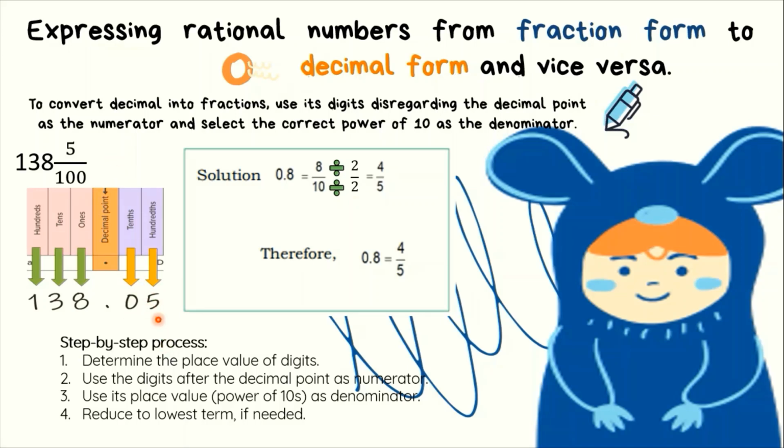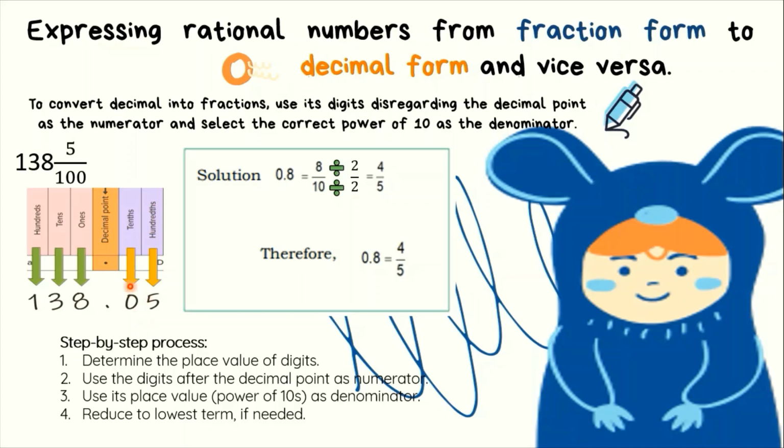0 and 5. Ang significant digit lamang dyan or yung importante lamang na number ay 5. Hindi natin kailangang ilagay na 0, 5. 5 lang is enough. Then 100, saan ba galing yung 100? Ito ay galing sa kanyang place value. Si 5 ay nakatapat kay hundreds, kaya 5 ang numerator at 100 ang kanyang denominator. Dahil ito ay nababase sa kanyang place value.